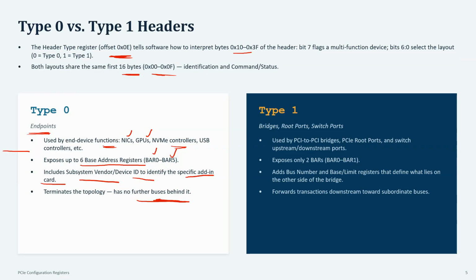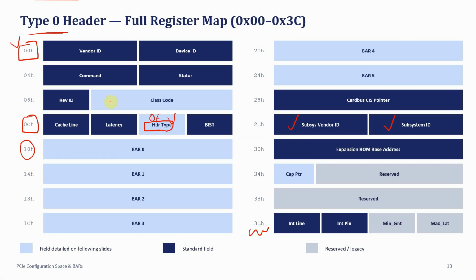Whereas in the case of my type 1 headers, type 1 headers are used for devices like bridges, root ports, and switch ports. This particular type 1 header is used by PCI to PCI bridges, PCI root ports, and switch upstream or downstream ports. And type 1 headers are only going to have two BARs, BAR 0 and BAR 1. As I've told you, type 0 and type 1 headers are going to have the same set of registers up to this particular address, but after this address it is going to change.